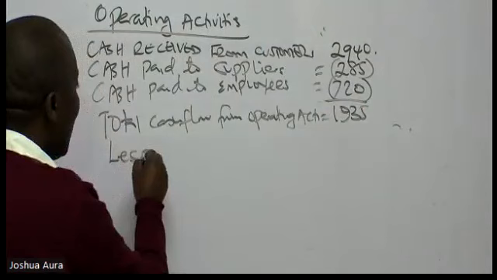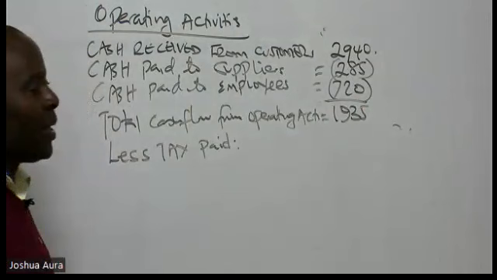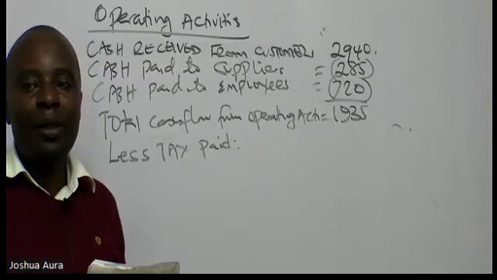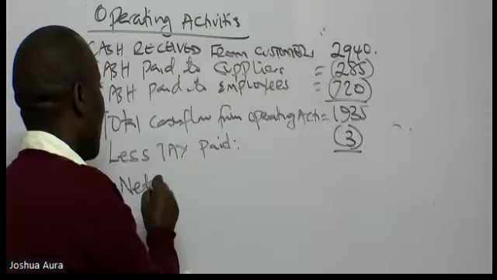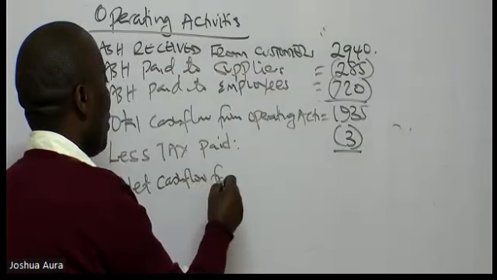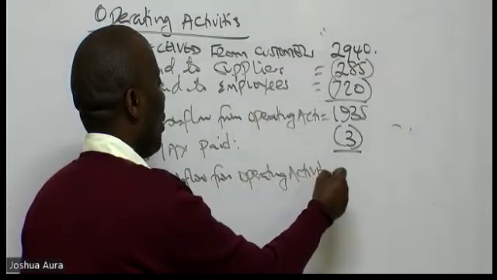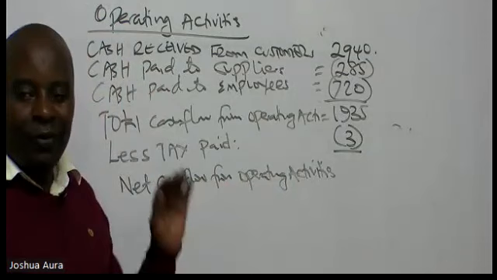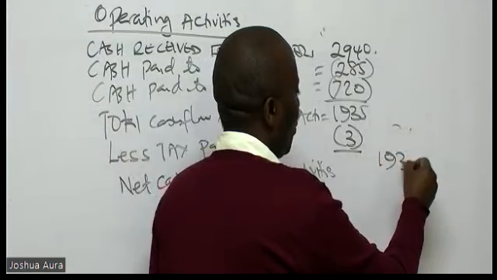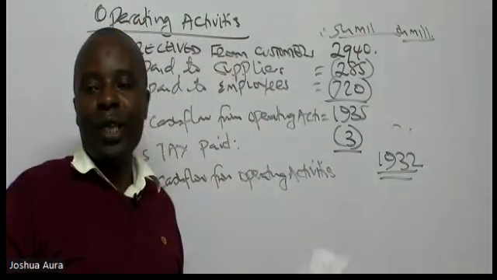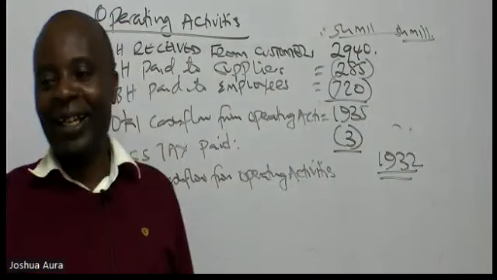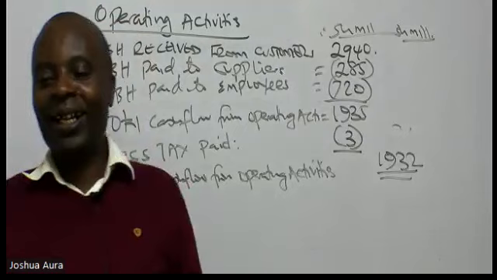And then we shall less the tax paid. We had already calculated this tax paid, if you remember. It is 3. So when you subtract like that, then you should be able to get the net cash flow from operating activities. 1935 minus 3 gives me 1932. Of course we have shillings millions here and shillings millions there, like that, 1932. So is this figure familiar? Great. Very familiar.